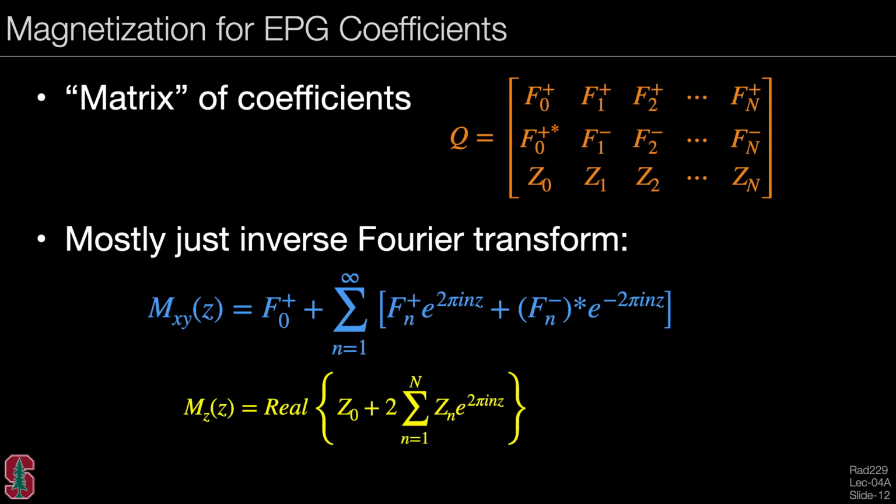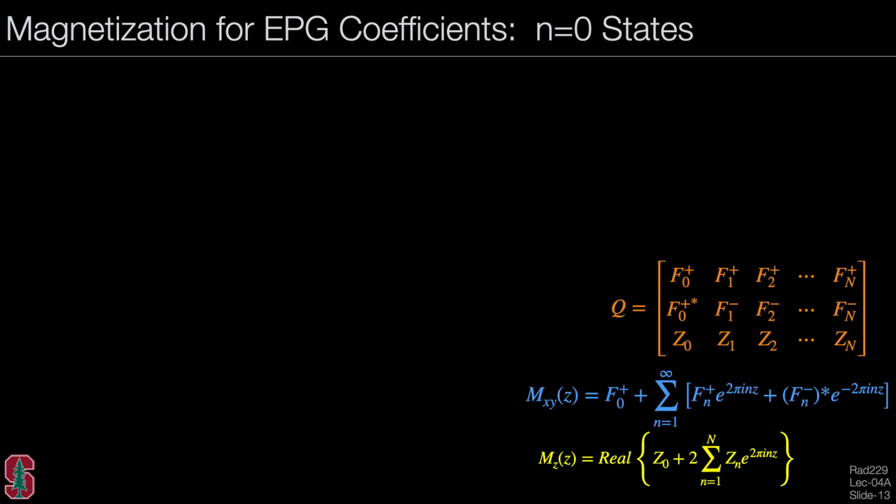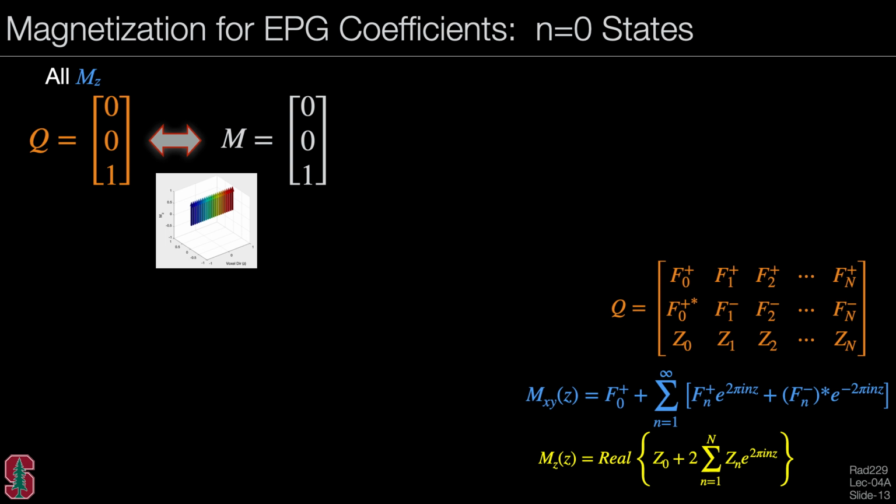Now mostly, to calculate the magnetization, we're just going to do this inverse Fourier transform. We've already seen these relationships quite a bit. So let's look at some examples here. And I'm going to really build this up from the basics and go reasonably quickly through these. So we have the case where all of the magnetization is along Z. There's no variation across the voxel. So our EPG coefficient matrix is just 0, 0, 1, and our magnetization is actually just 0, 0, 1.